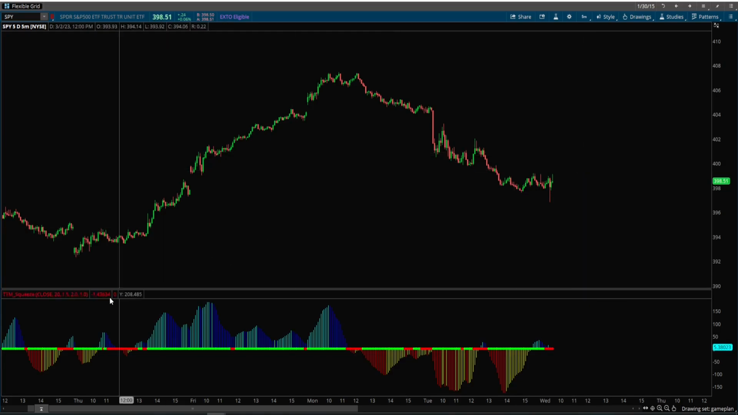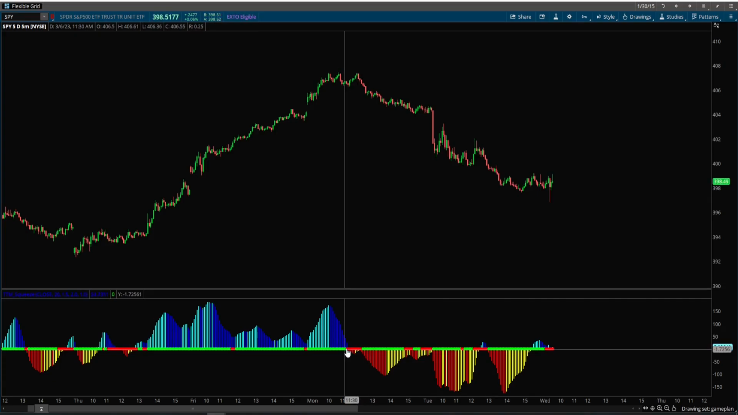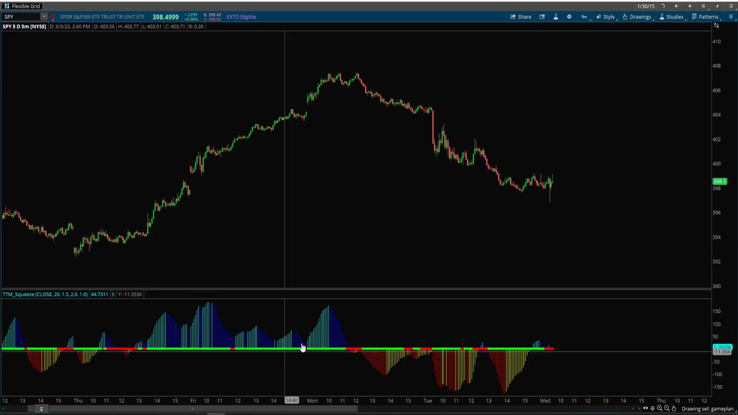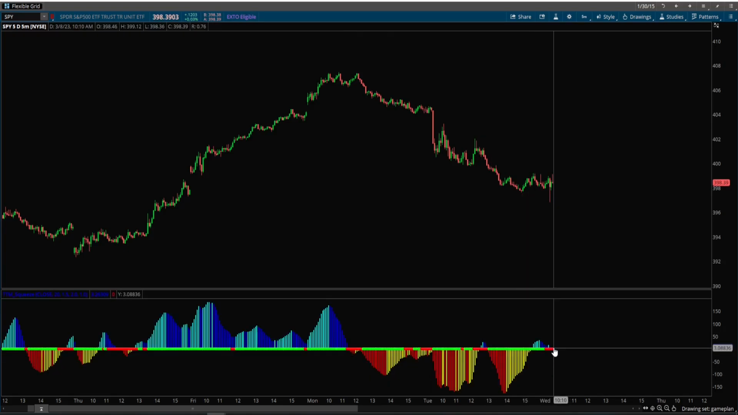So, we'll start down here with this indicator that we use to identify squeezes. We have the TTM squeeze indicator. And as you can see, when the circles turn red, that is the indication that a squeeze is currently happening. And these waves here are just a momentum oscillator that is overlaid on top of the squeeze indicator.